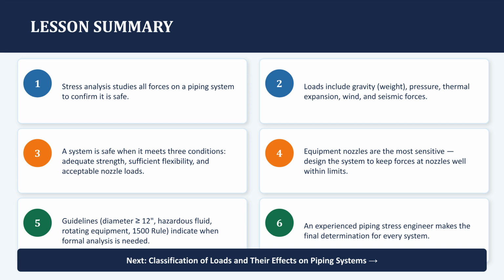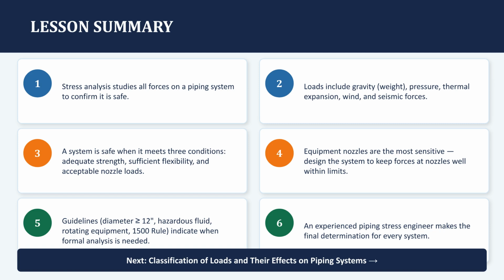Let's recap everything we've learned in this first module, point by point. Point 1. Stress analysis studies all the forces acting on a piping system to confirm that it is safe. Point 2. These loads include gravity, meaning weight, internal pressure, thermal expansion, wind, and seismic forces. Point 3. A system is only considered safe when it satisfies three conditions together: adequate strength to resist the applied forces, sufficient flexibility to absorb thermal growth, and acceptable loads at equipment nozzles.